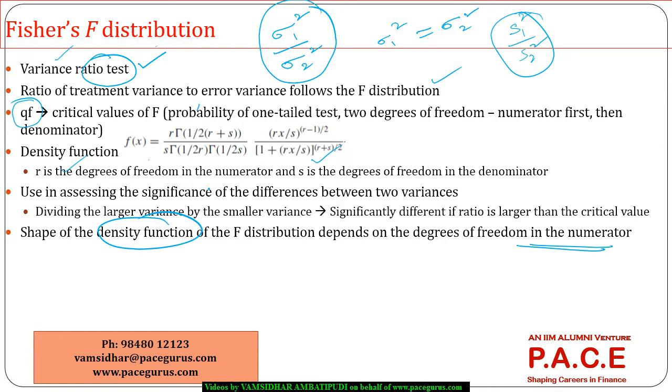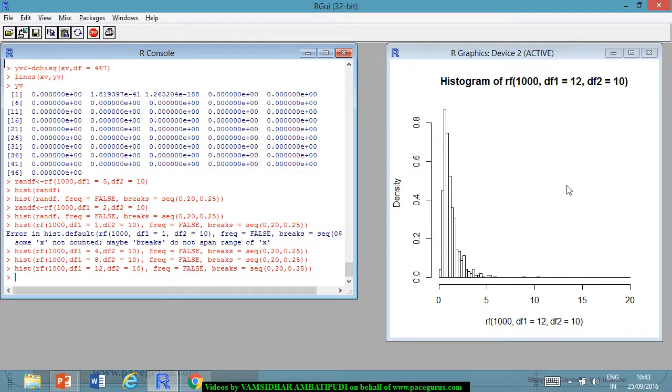And when I am doing the significance assessment here, when I am comparing the two variances, of course we have a separate session on different kinds of classical statistical testing that we are performing. But if I have to do a comparison between the two variances, I'll divide the larger variance by the smaller variance, and significantly different if the ratio is larger than the critical value. So I could very well see the variances, and based on that I could really assess whether it is following a F distribution or not.